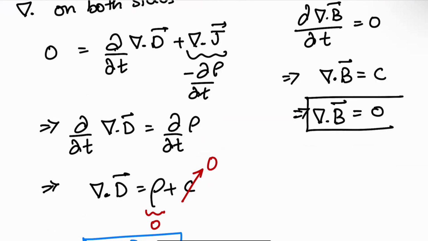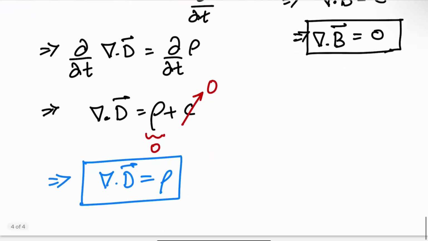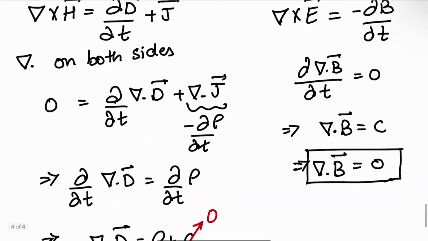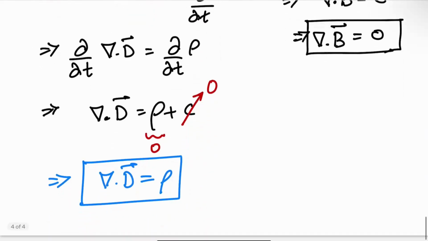So then you get the other Maxwell's equations. So you can derive basically Gauss's law from the equation of continuity and the other two Maxwell's equations. Okay.